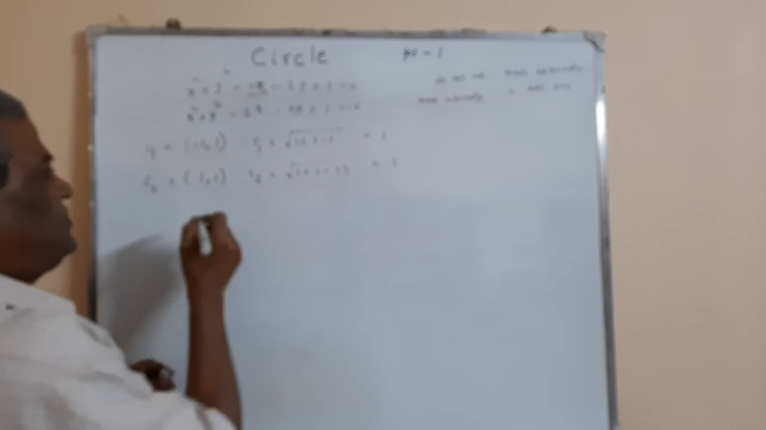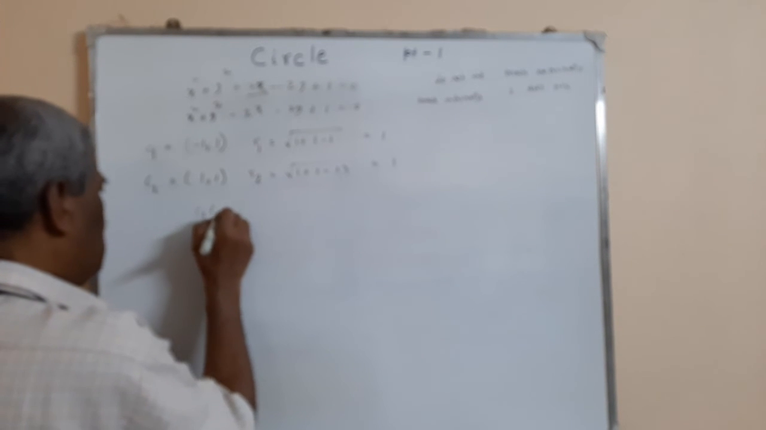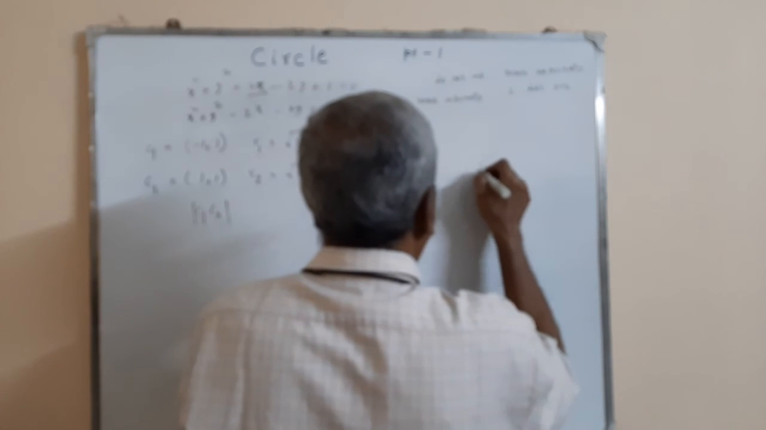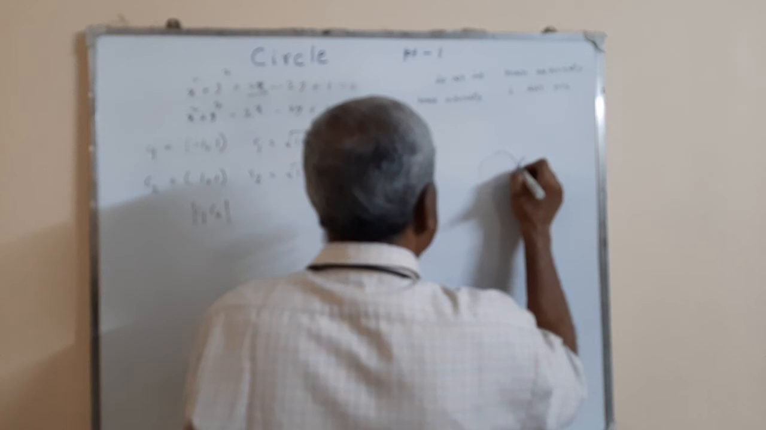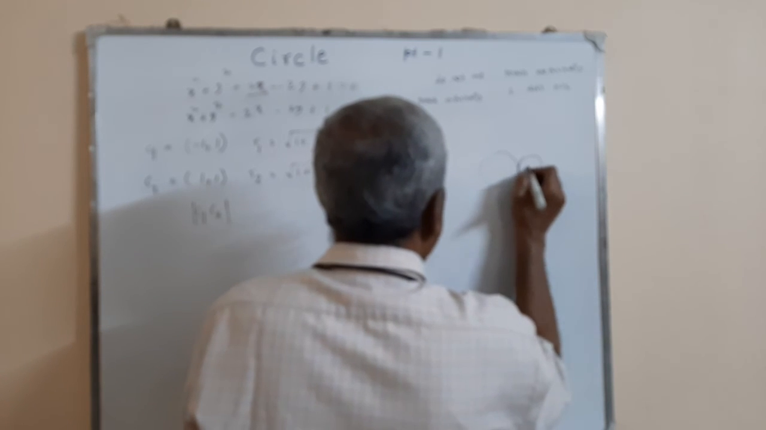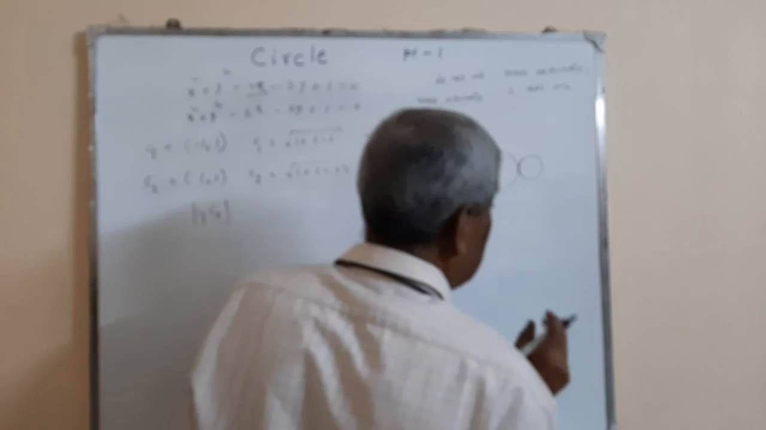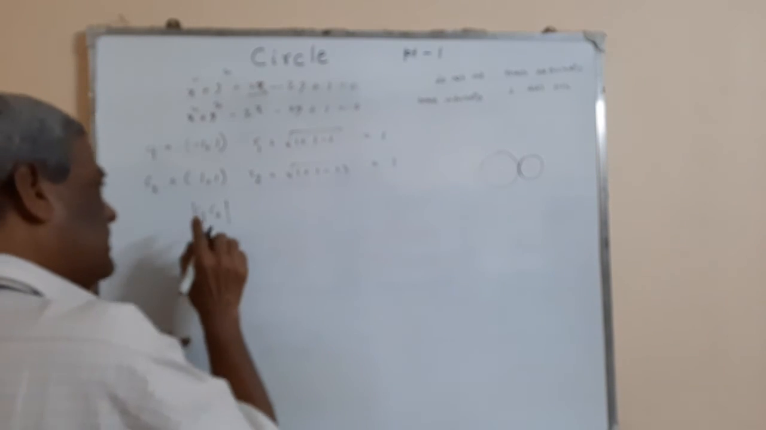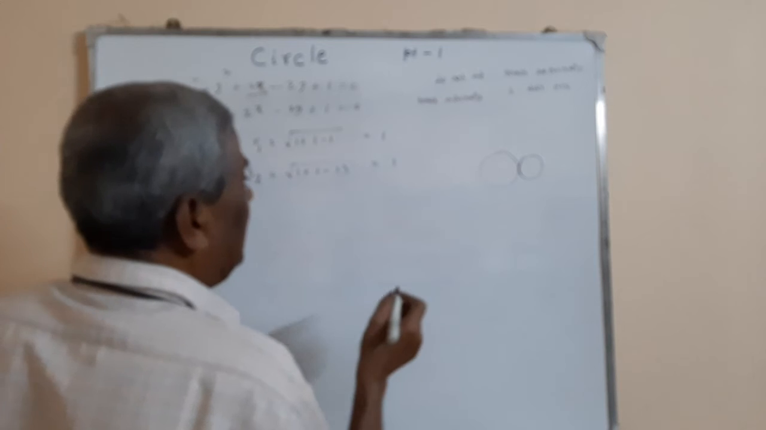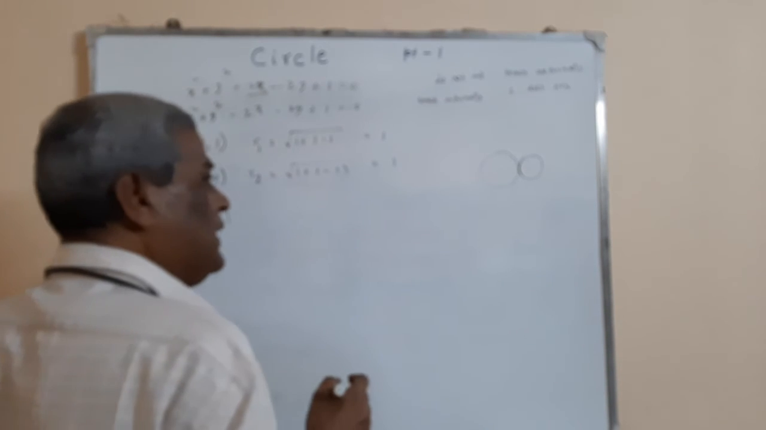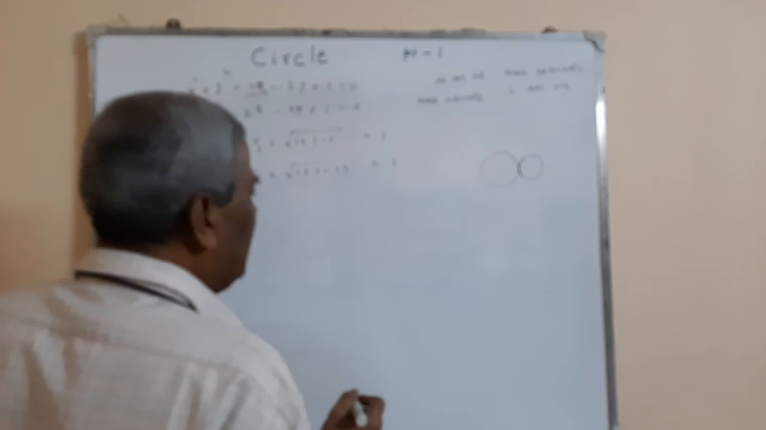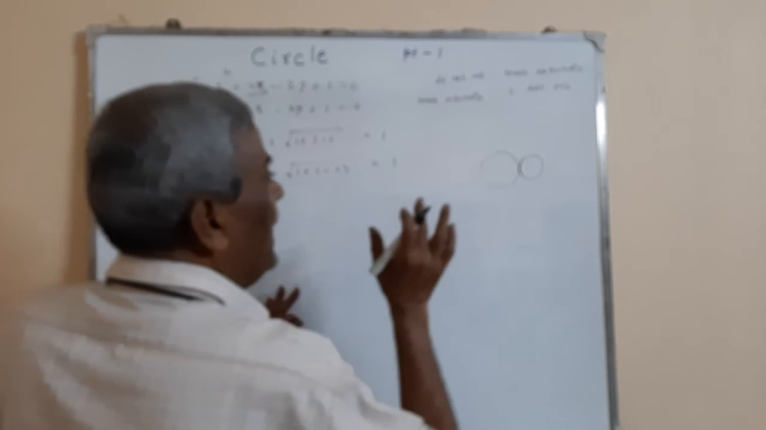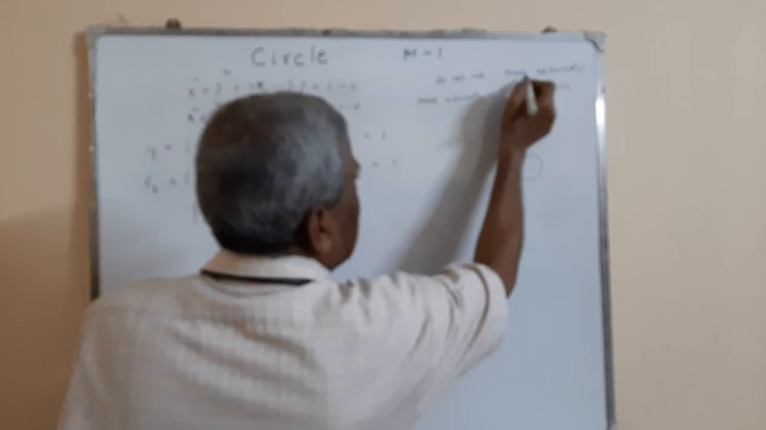Now C1, C2, the distance between two centers. They will touch externally if the distance between C1 and C2 is equal to the sum of the radii. If they touch internally, we have seen that C1C2 is equal to the difference of their radii. First of all, I attempt for that.